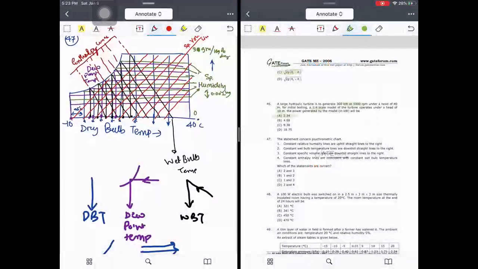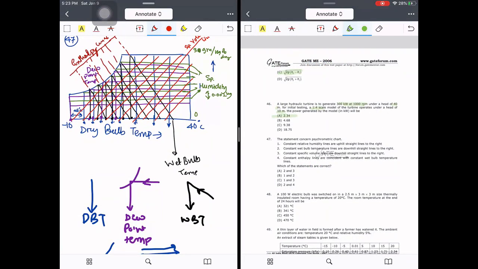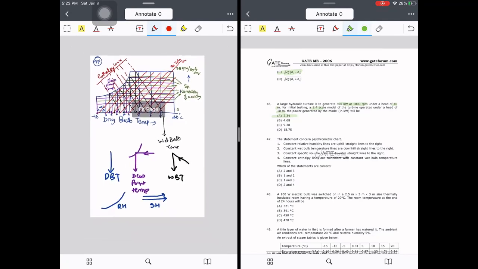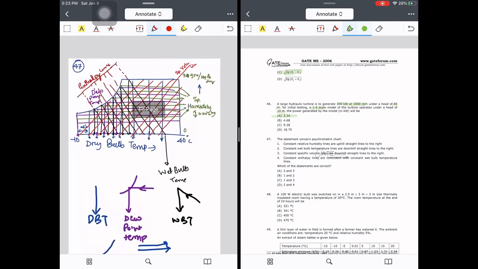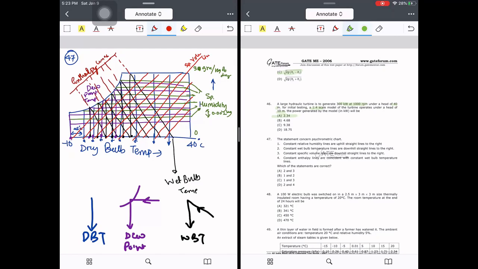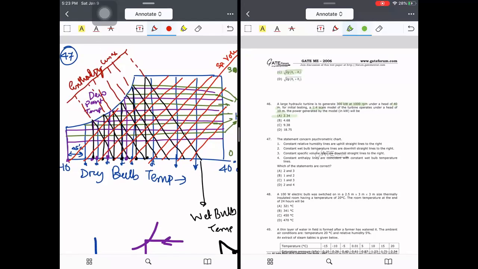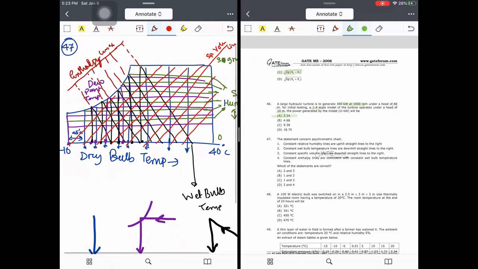Okay, question number 47. So now let us start with question number 47. The statement concerned with the psychrometric chart. Before going to that, I want to explain what actually a psychrometric chart is. In recent years, they are asking more questions on the psychrometric chart. So let me explain that.